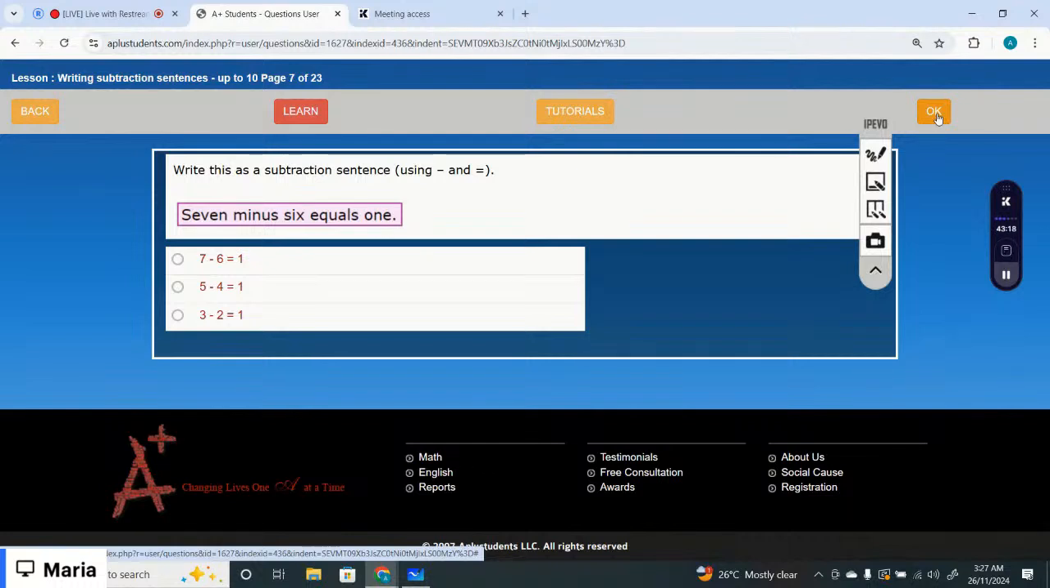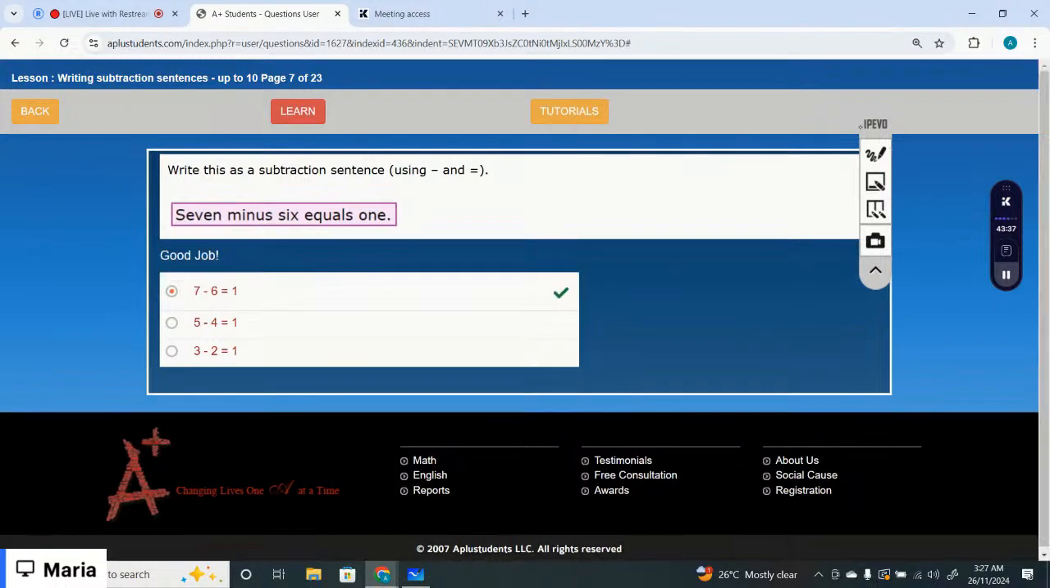Write this as a subtraction sentence. 7 minus 6 equals 1. So, which is the correct option? That is given in the sentence form. You have to write it in mathematical form using the mathematical operations, right? So, option number 1 is the correct option. 7 minus 6 equals 1.